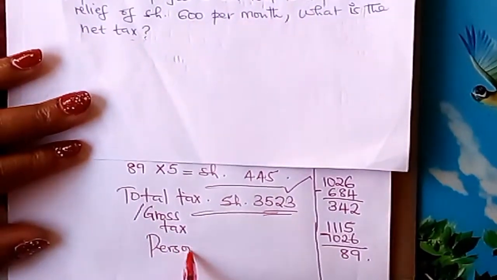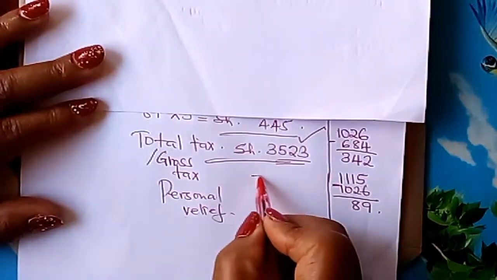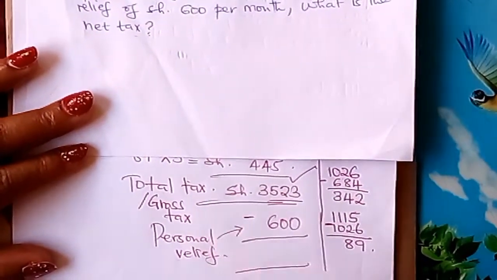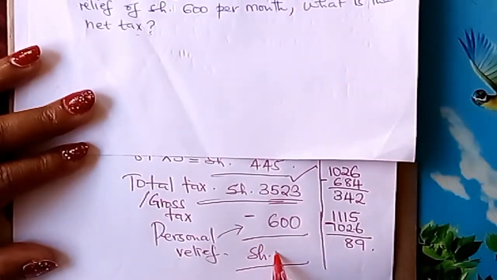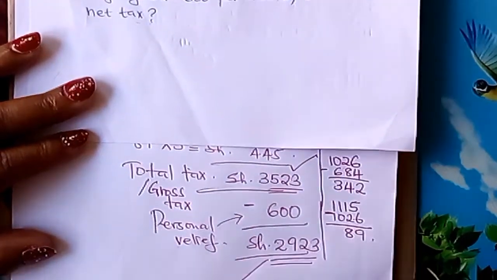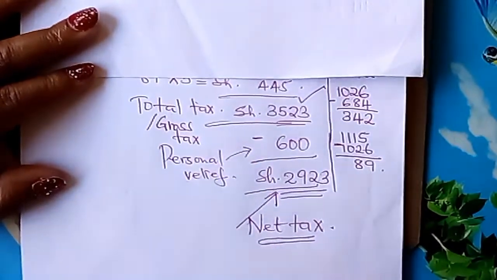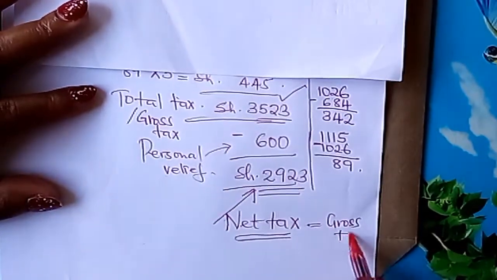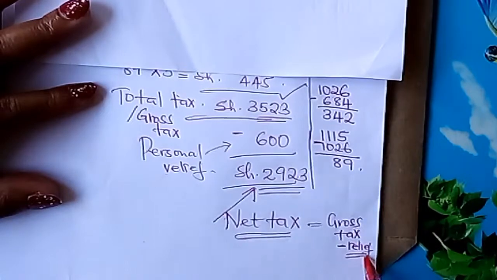So personal relief, learner. Look at this, we are almost there. You subtract it from, it's a personal relief of 600 shillings. If you subtract, learner, you will get 2,923. And this is what we call the net tax. Net tax, learner, is got by taking the gross tax or total tax and subtracting the relief or reliefs that you are given.